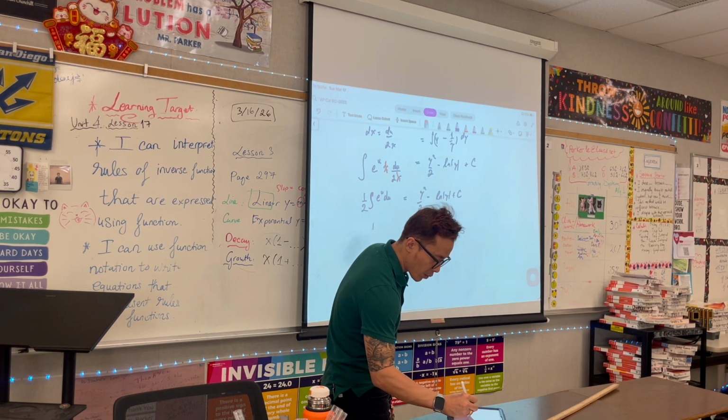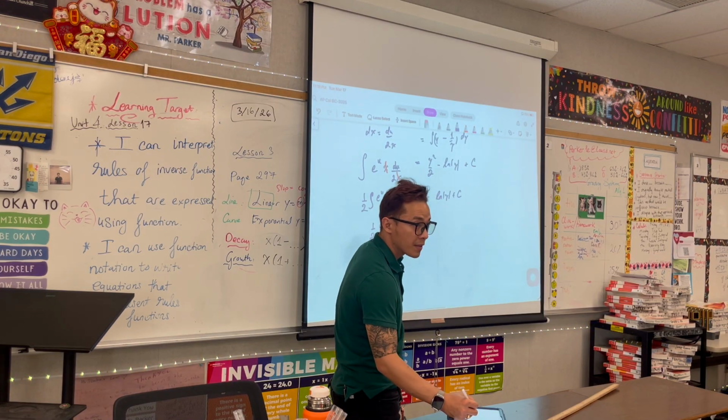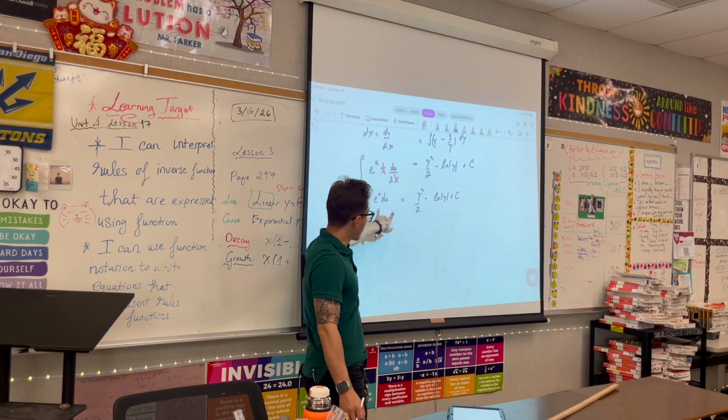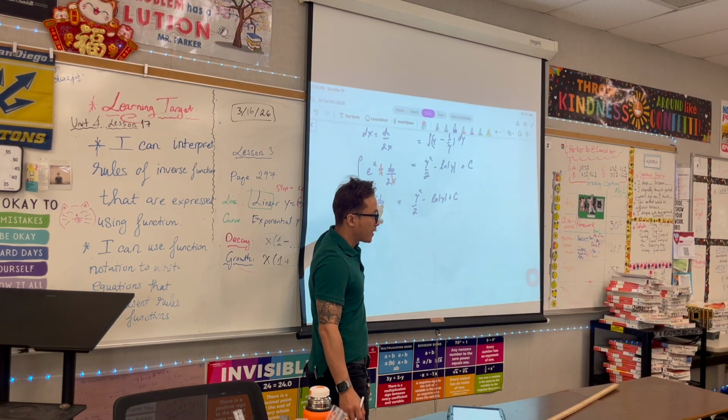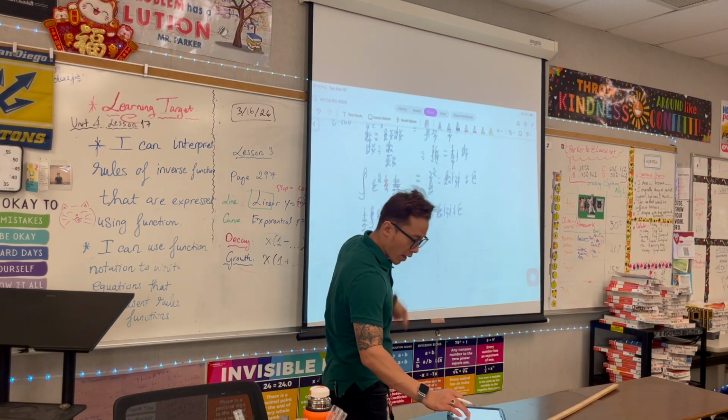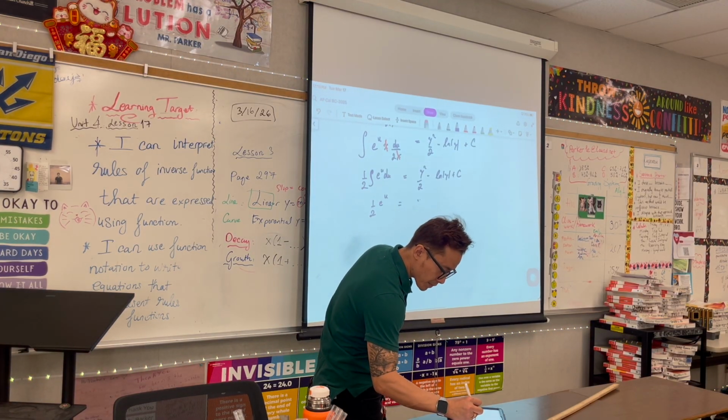And this one is going to be 1/2 e to the u. The integral of e to the u du is just e to the u, because they correspond, they're the same. So I need to replace the u though. What is the u? x squared. So 1/2 e to the x squared.